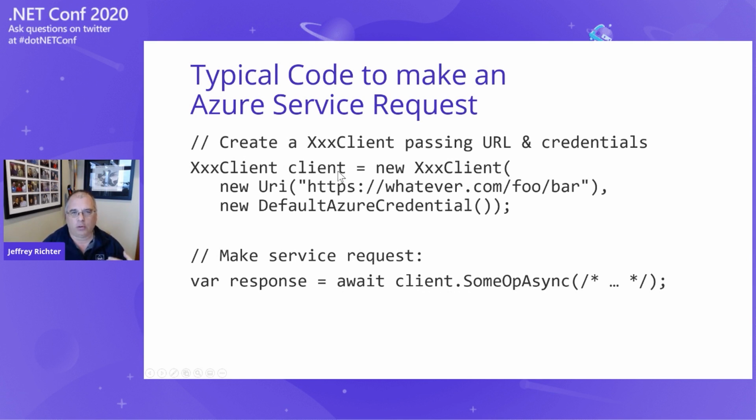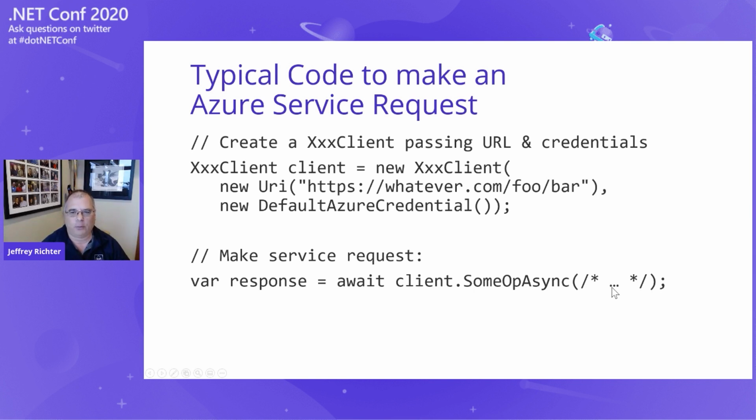And then in order to make a call to the Azure service, you simply use that client, you say dot, and then you call some method. And in .NET, we have async and synchronous versions of all the methods. In this example, I'm only showing the async one, but we have the same method without the async suffix as well. And this will call whatever service operation you desire on this client using this endpoint and using this credential.